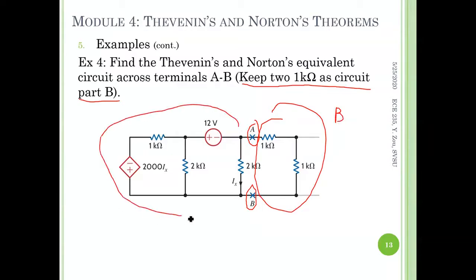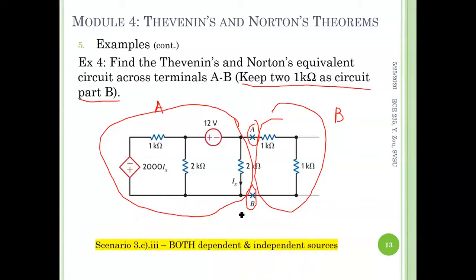Well, this part on the left hand side of the two terminals is circuit part A, which is going to be replaced by the Thevenin's or Norton's equivalent circuit. So we're going to open terminals A and B by removing part B to find VTH, and then we're going to find RTH according to the circuit scenario, which is clearly case 3. So we have both dependent and independent sources.